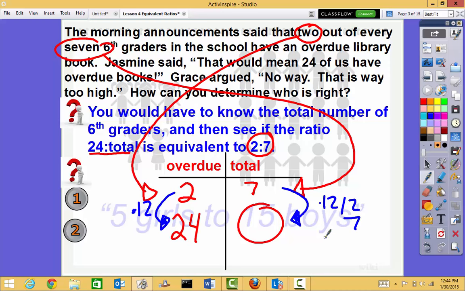Well, I'm just going to rewrite it. 7 times 2 is 14, carry that 1. 1 times 7 is 7, plus that 1 is 8. So I have 84. So there are 84 total students at the school if the ratio is correct.